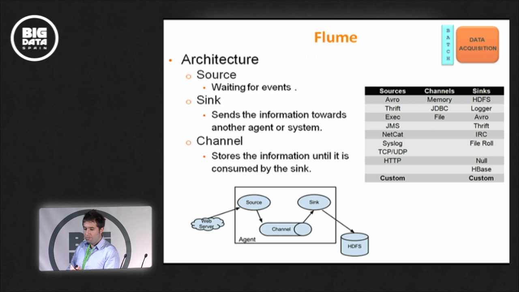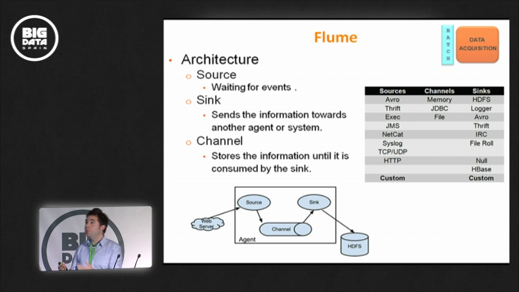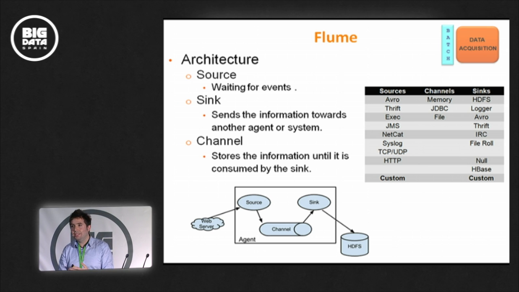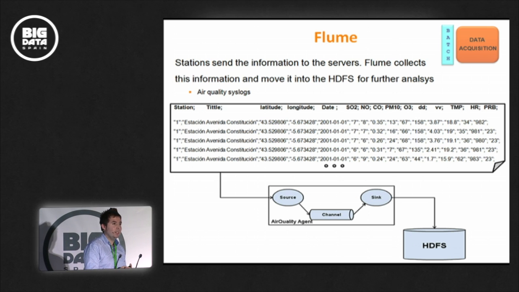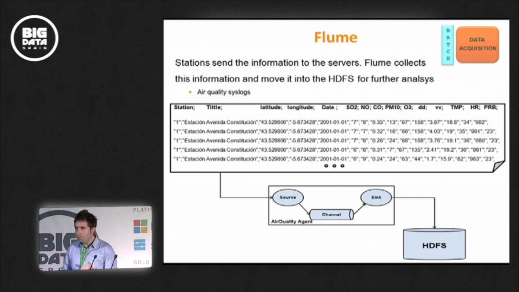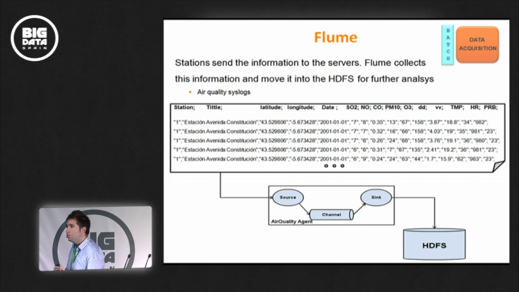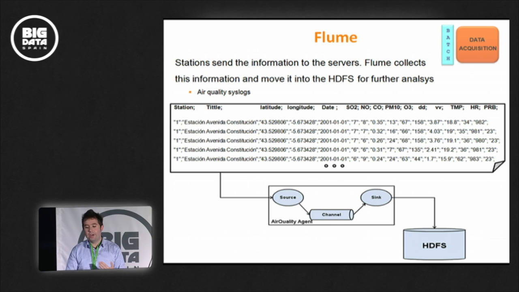The architecture of Flume is quite simple. There are 3 different elements: source, which is in charge of reading the new information; sink, which writes information to the final destination, for example, the Hadoop file system; and channel, which temporarily stores the information until the data is consumed by the sink. For example, in our air quality system, we can use Flume for moving the information that is generated by the static stations to our cluster for further analysis.